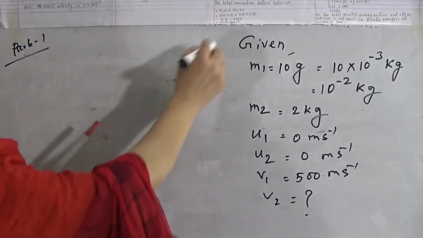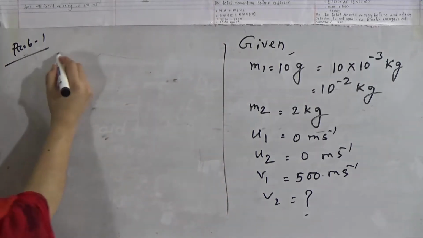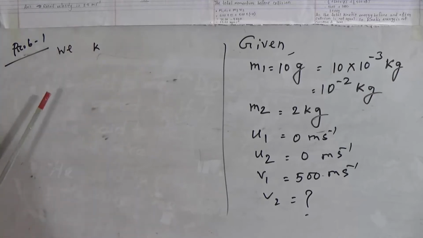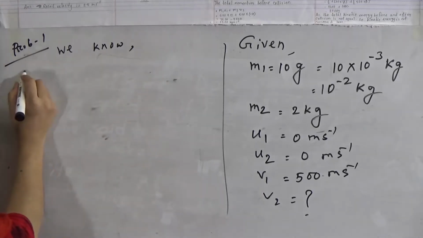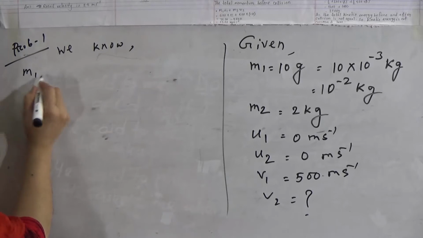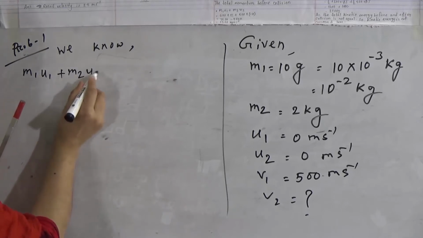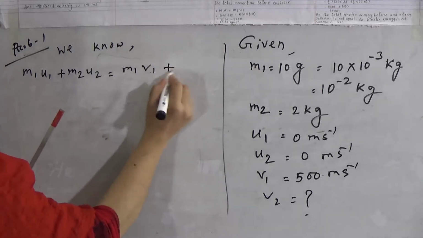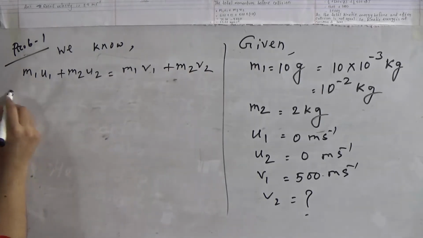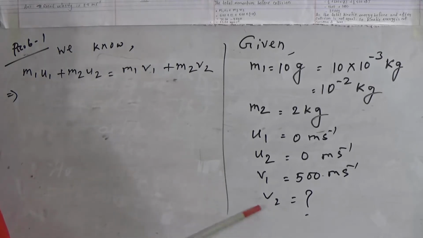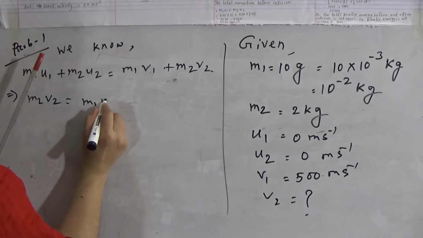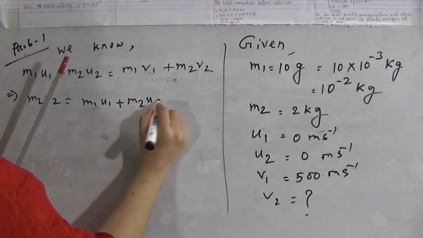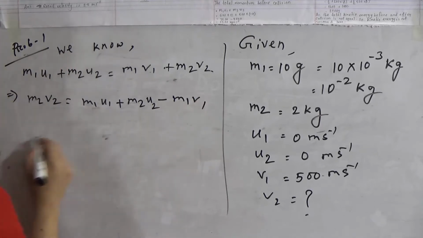We have to find out the final velocity of the gun. Now we know the law of conservation of momentum. We have to use the law of conservation of momentum here. So write this law. The law of conservation of momentum is m1 u1 plus m2 u2 equals m1 v1 plus m2 v2. We have to find out v2. So we write this part here: m2 v2 equals m1 u1 plus m2 u2 minus m1 v1.